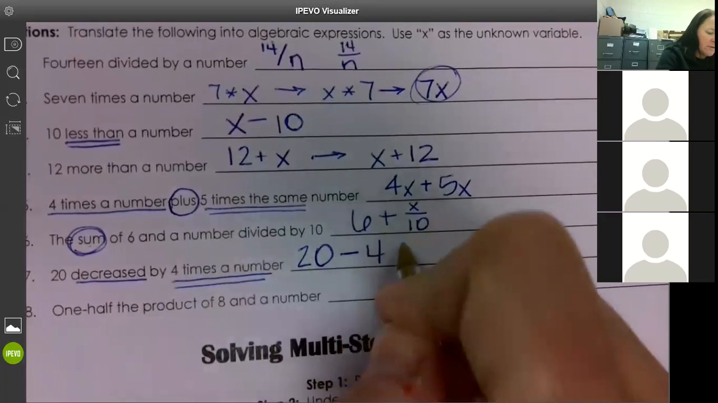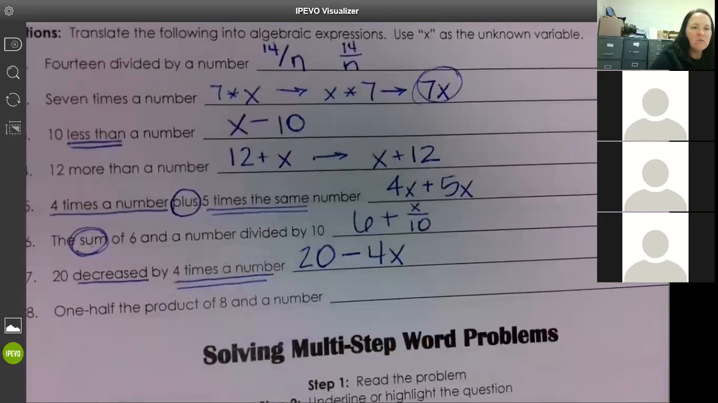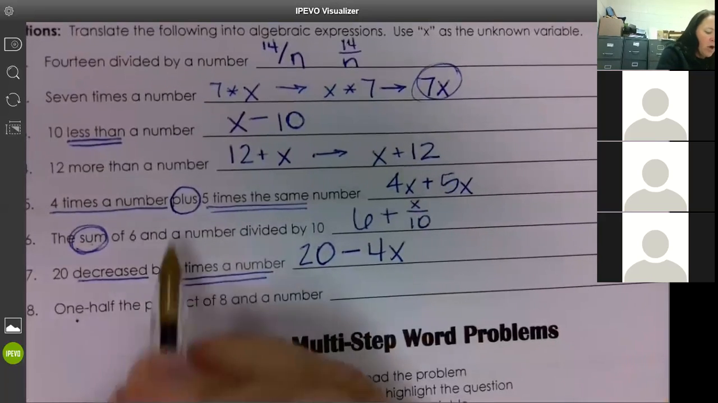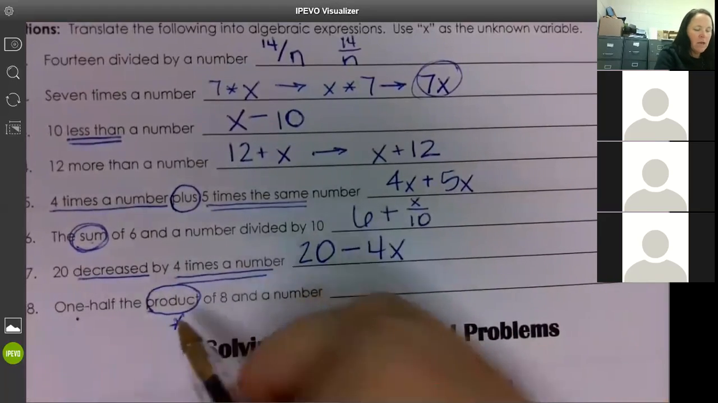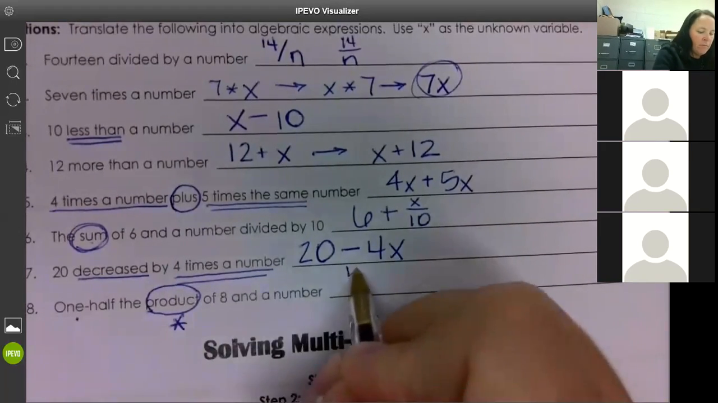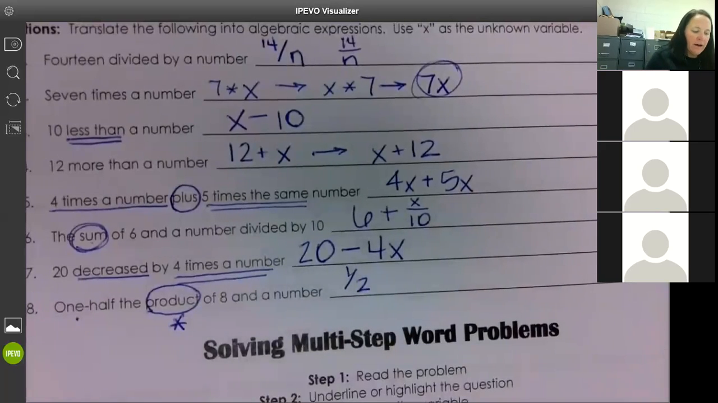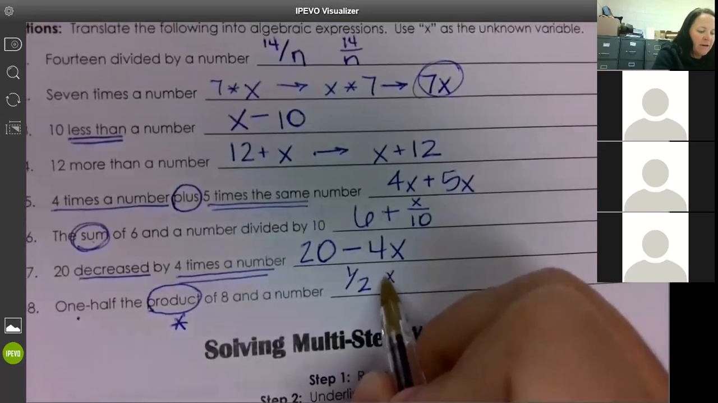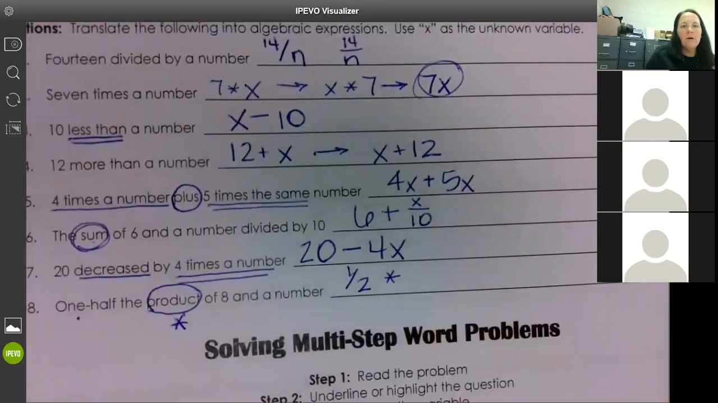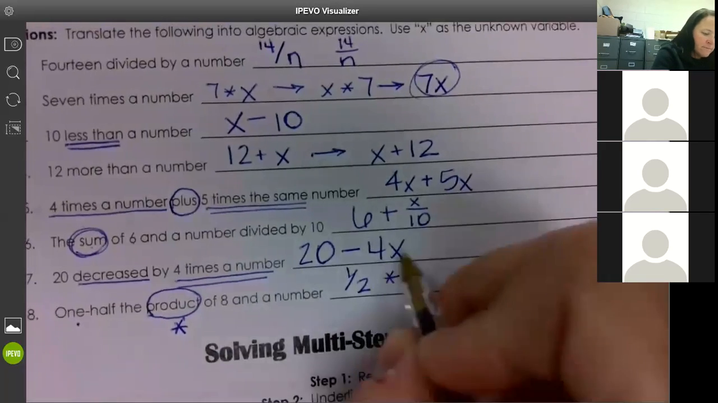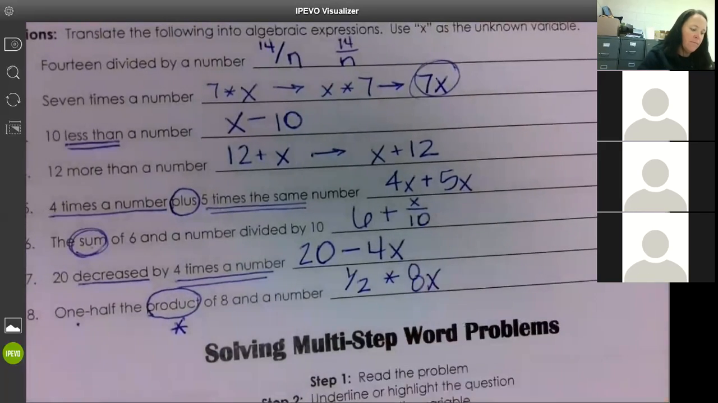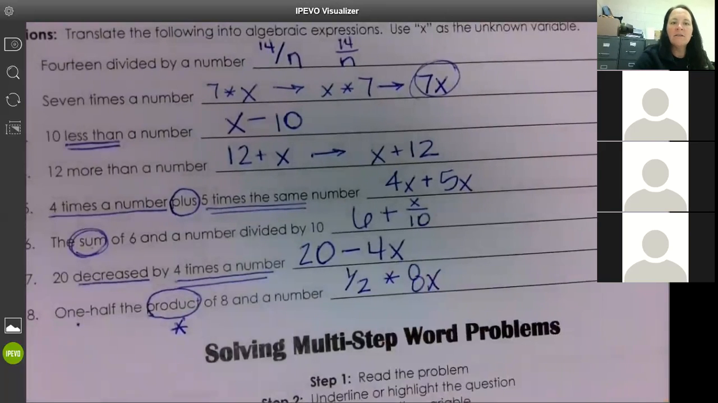4x. Perfect. And then the very last one, 1/2 the product. What does product mean? Multiplication. Multiply. So 1/2 multiply 8 and a number. On this one, I am going to write the little multiply symbol. How do I write 8 and a number? 8x. That's it. 1/2 the product of 8 and a number. Any questions on those 8?